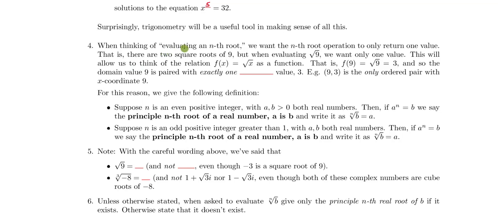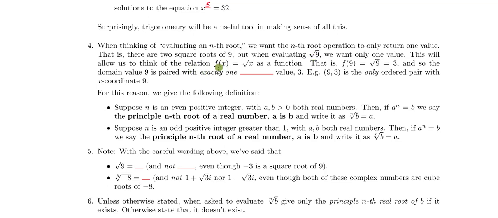And so when thinking of evaluating an nth root, we want the nth root operation to only return one value. So I want to begin thinking about the function, say f of x equals the square root of x. What's the problem? Well, there are 2 square roots of 9. There were 3 and -3. But when I want to evaluate, and this is the operation that you usually see for finding the principal root, when we want to evaluate the square root of 9, I only want this to return one value. Okay?